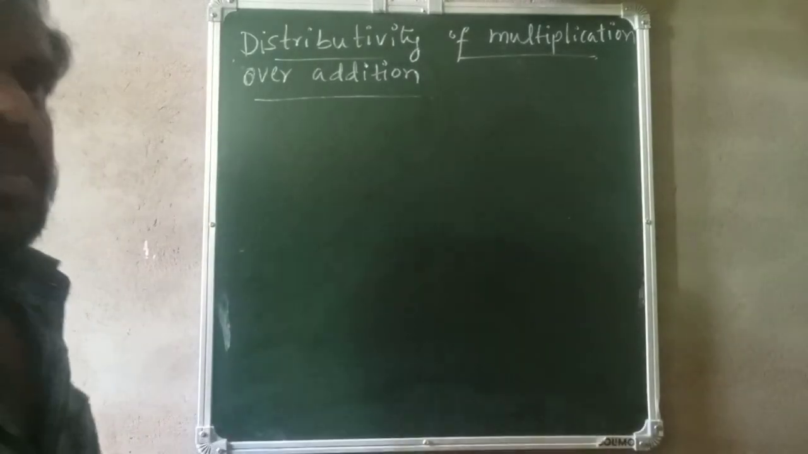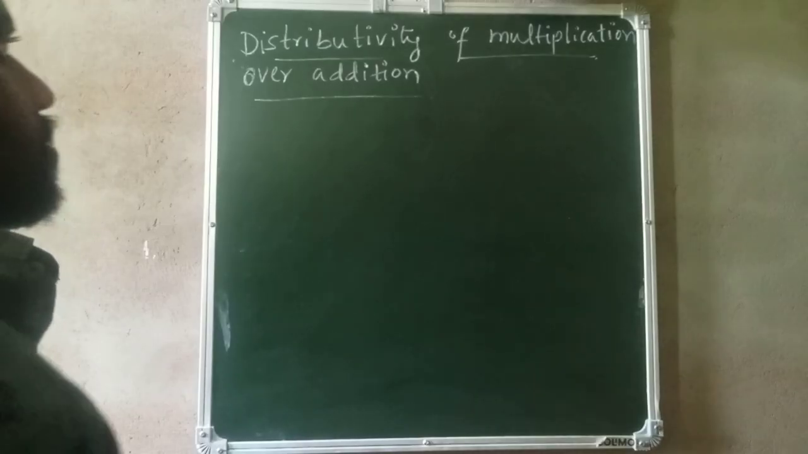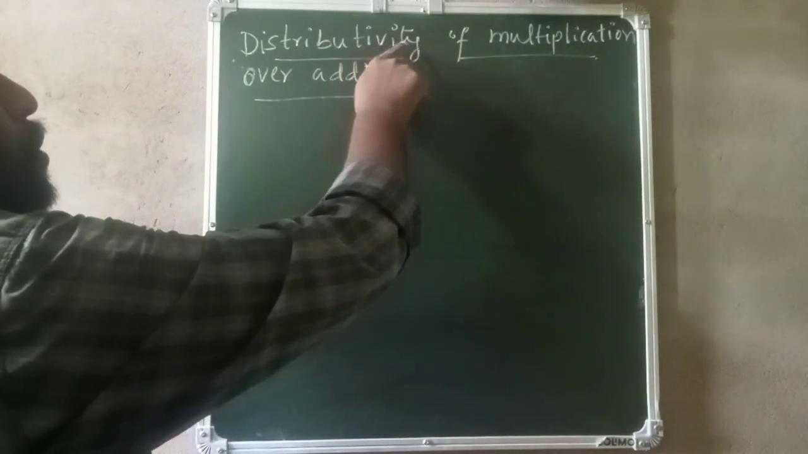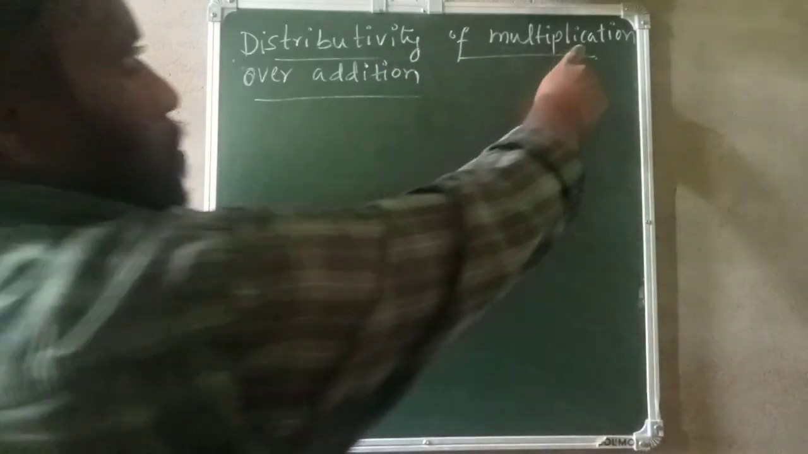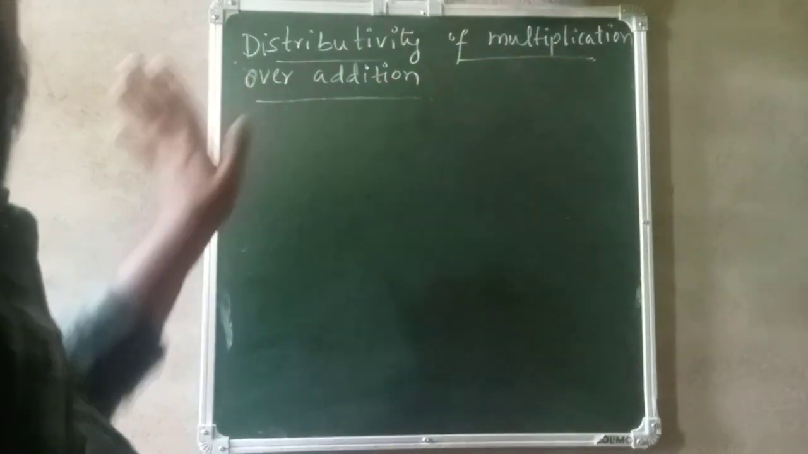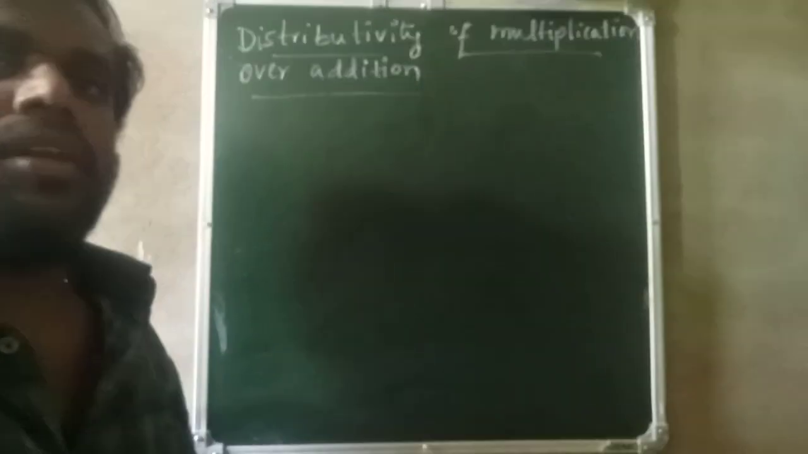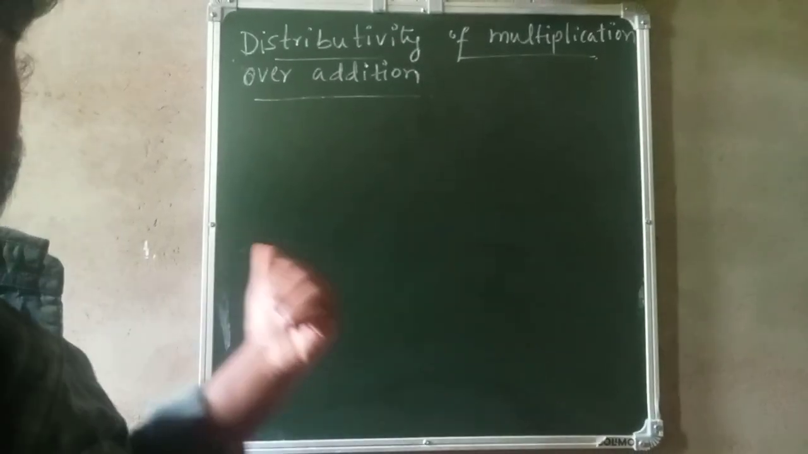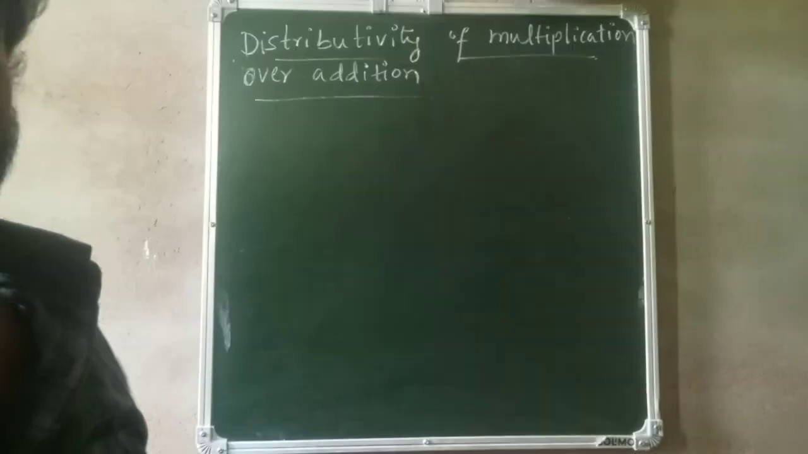Yeah, the topic is distributivity of multiplication over addition. So, what is the meaning of this? First, I will write a rule or equation. I will write it, so then you will understand better.